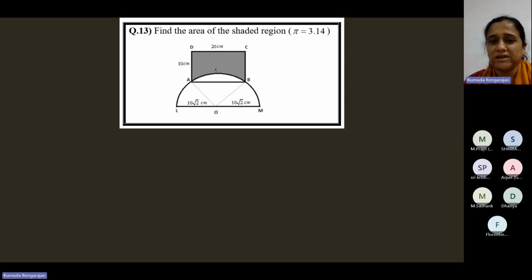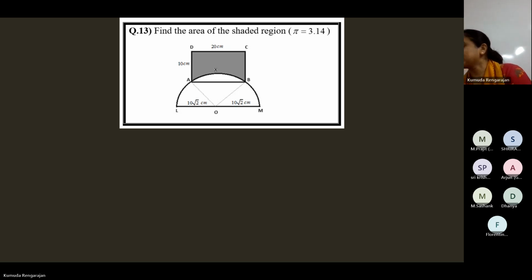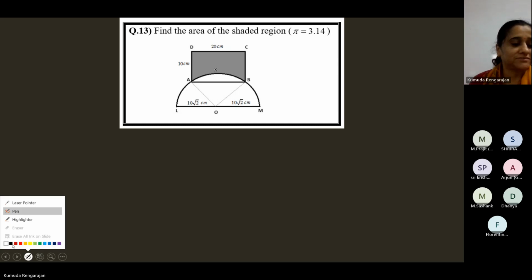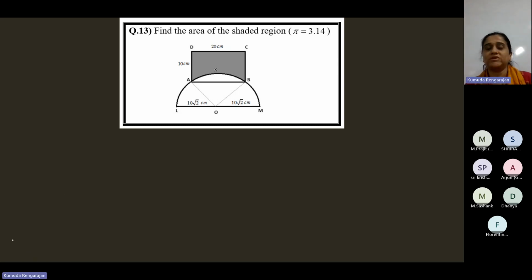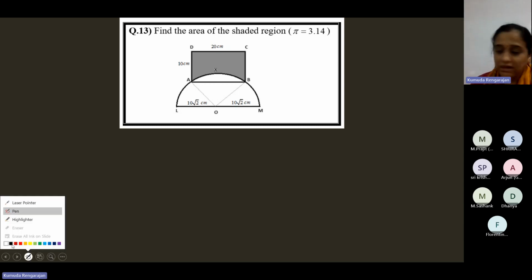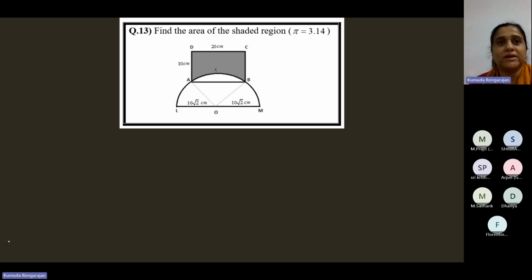Area of the rectangle is easy to find, length into breadth. The segment is also easy to find, no? Area of the sector minus the area of the triangle. To find the area of the sector, we need the sector angle. So first we have to find the sector angle. To find the sector angle, think trigonometry. Anything, trigonometry will help you. You can use trigonometry, or we can also use Pythagoras theorem here, because the sector angle is going to be 90 degrees.